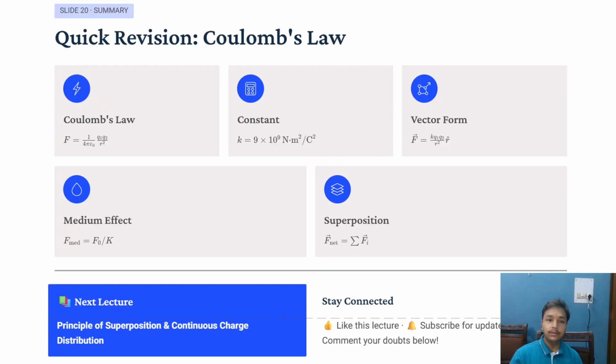Okay. Moving on. Let's do a quick revision. We learned the Coulomb's law, which is F is equal to 1 by 4 pi epsilon naught, that is K, into Q1 Q2 by R square. Then we got to know the value of K, which is 9 into 10 power 9 Newton meter square per Coulomb square. Then we learned the vector form, that is F vector is equal to K Q1 Q2 by R square into unit vector R. And then we saw the medium effect, that the force in a medium is equal to force in free space or the air or vacuum upon K, that is the dielectric constant. Then we saw the superposition, that is the net force vector is the sum of all the individual forces with their respective directions.